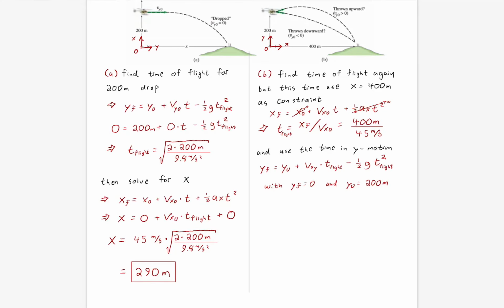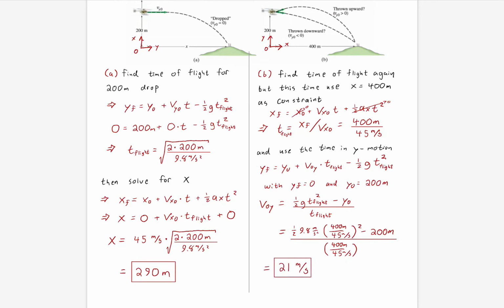But here v naught x cannot change, by the way. V naught x is fixed, right? So the only unknown is v naught y. And we'll solve for it, and plug in all the numbers, and we get 21 meters per second. Now, based on the coordinate system, this sign matters. And since I got a positive value, that means that it is upward. All right? It's not downward. So it's this case because we got a positive there. All right? So that means that it went up.